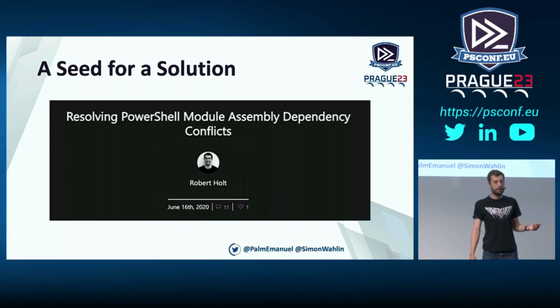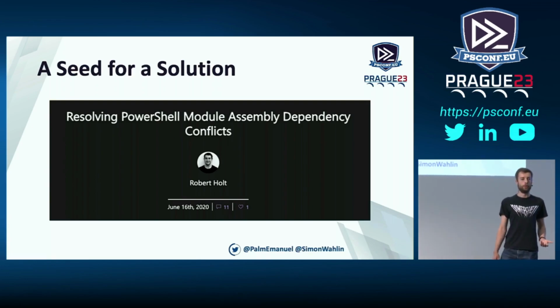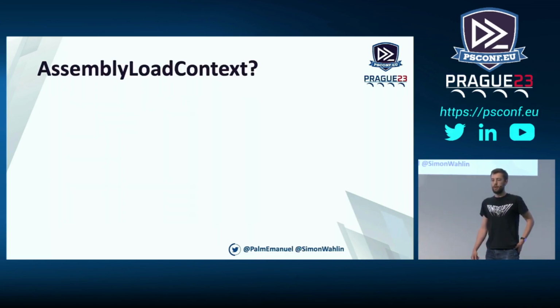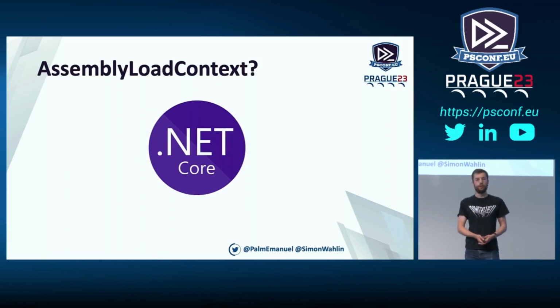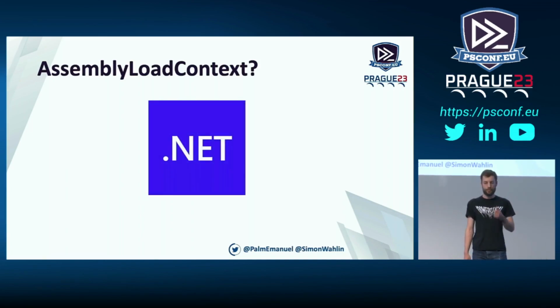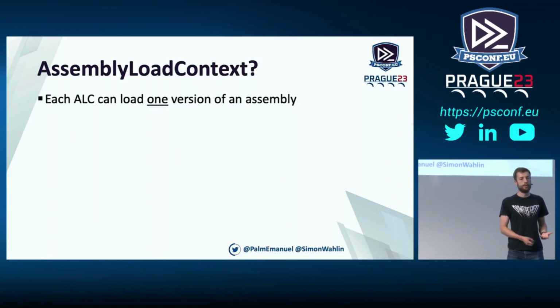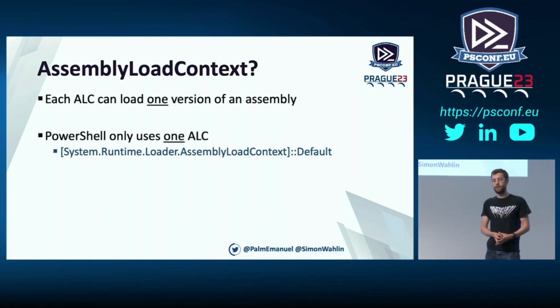So one of the solutions that was suggested was to use a new feature called assembly load contexts for the conflict here. And what is that? Well, from the sound of it, it is a context in which assemblies are loaded into. We have a few facts here. First of all, it was introduced in .NET Core, now known as .NET. And we know that each assembly load context can only hold one version of an assembly. And PowerShell only uses one assembly load context. This is the default one.